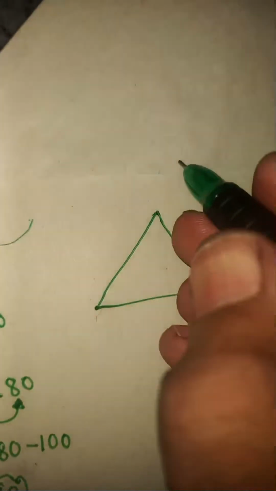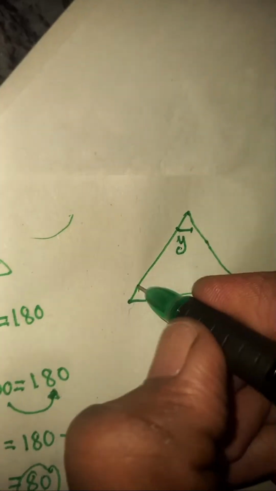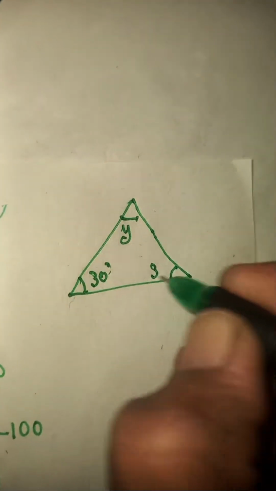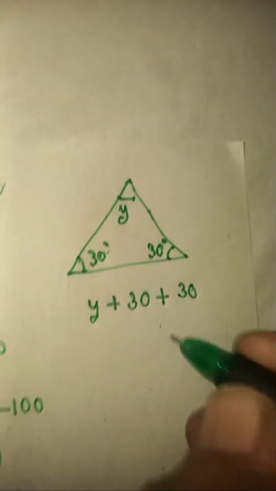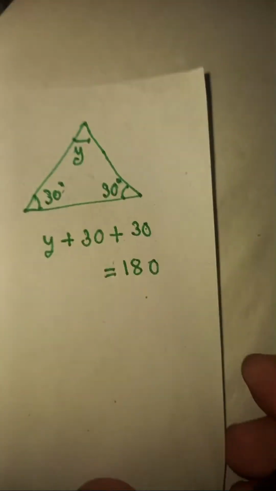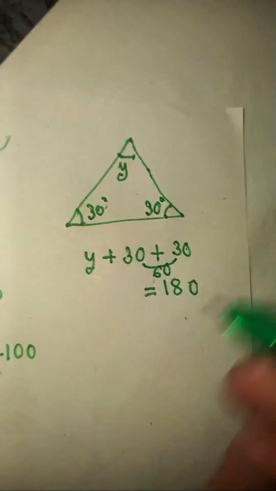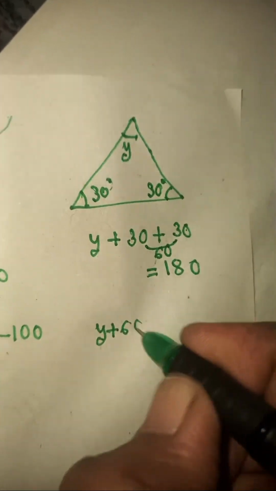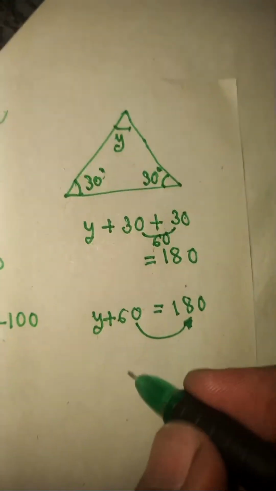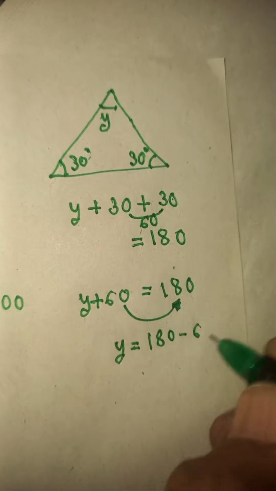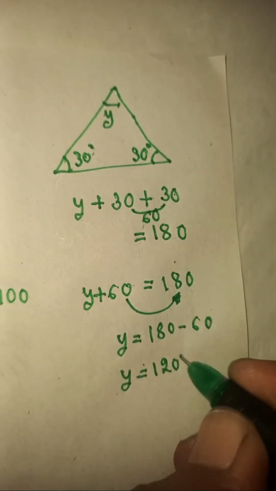And let's take one more triangle. Here also it is similar. How it is similar means, here also they have given the angle y, here they have given 30 degrees, and here also they have given 30 degrees. So y plus 30 plus 30 is going to be equal to 180 degrees. Now 30 plus 30 you're going to get 60 degrees, so y plus 60 degrees equals 180 degrees. If you send that 60 that side, it becomes minus 60. y equals 180 minus 60, y equals 120 degrees.